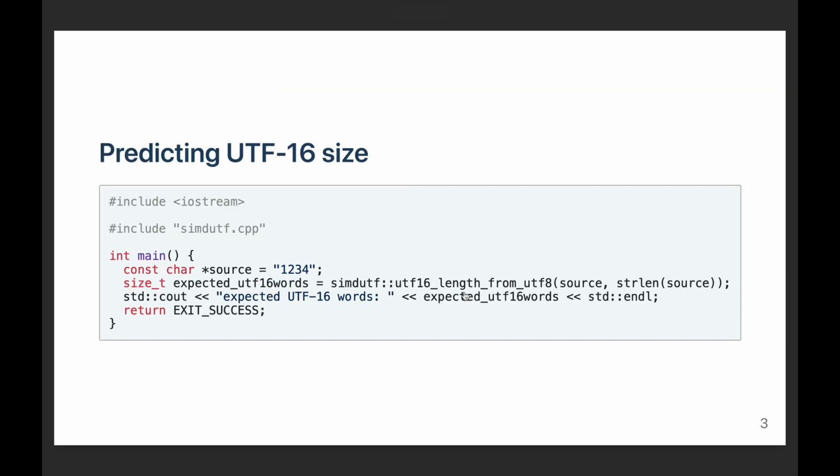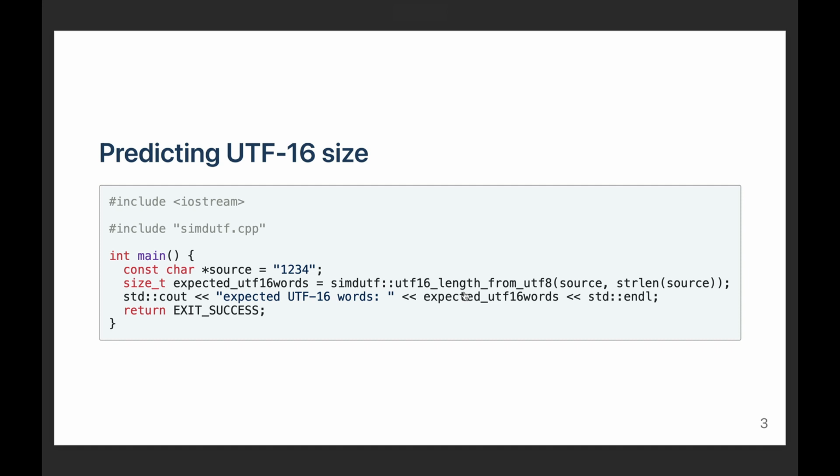Sometimes before you want to convert UTF-8 to UTF-16, you'd like to know how much storage the resulting UTF-16 string will require. For that purpose, we've got a function called utf16_length_from_utf8. Again, it's somewhat similar to the validate function. We just take a pointer to the UTF-8 source, which in our case is a char pointer, and then we've got the length parameter.